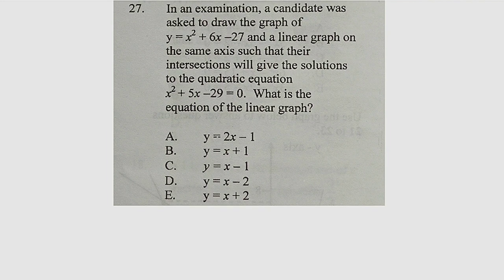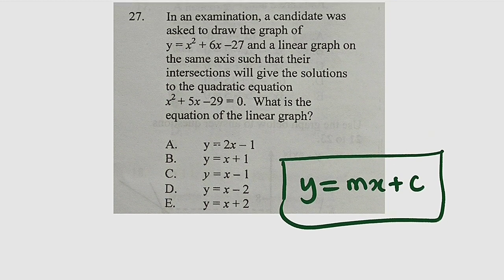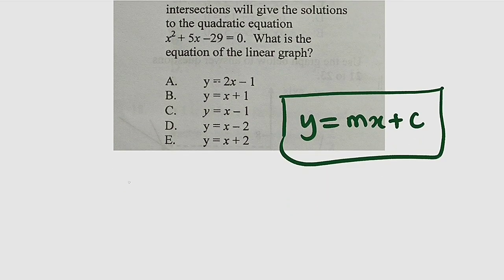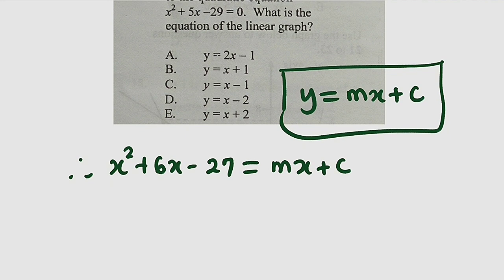And the linear equation is given as y equals mx plus c. This is the slope-intercept form of a linear function or equation. So now let us equate the right hand side. The right hand side of this equation is x squared plus 6x minus 27. Therefore, x squared plus 6x minus 27 is equal to mx plus c. If you solve for x here, it will determine the points of intersection, that is, the value of x at that point. So let us collect the like terms.